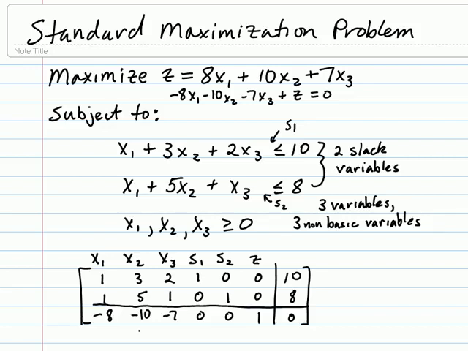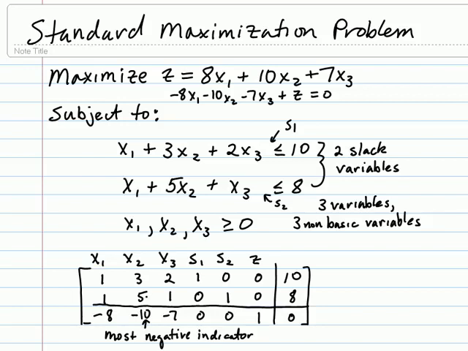Now, we know we're not optimal because we have a negative entry in the last row. So we must perform a pivot operation. To decide where to pivot, we identify the most negative indicator in the last row, and that would be the negative 10. Therefore, we know that we will be pivoting in the second column.